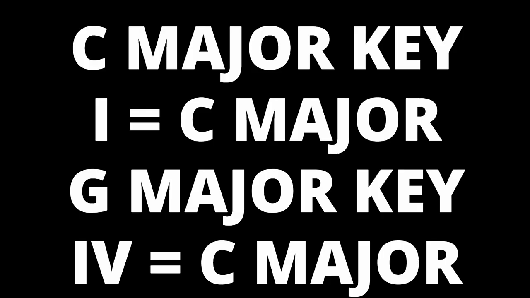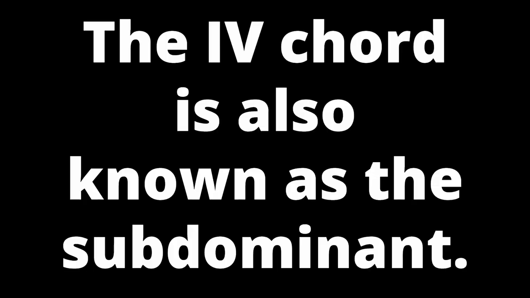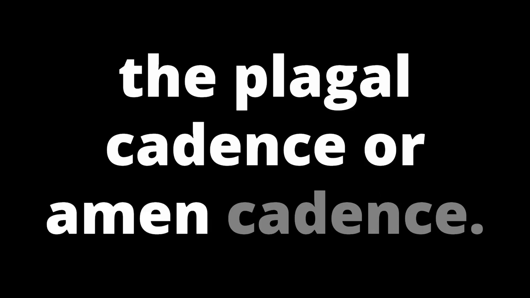Let's look at the third shared chord between the keys of C major and G major, the C major chord. The C major chord is the one or tonic chord in the key of C major. So your first thought may be that it won't be useful as a pivot, but it is also the four chord in our destination key of G major. The four chord is also known as the subdominant. It can draw us back to the one chord, albeit in a weaker way than the five chord. You may see the 4-1 change called the plagal cadence or amen cadence.